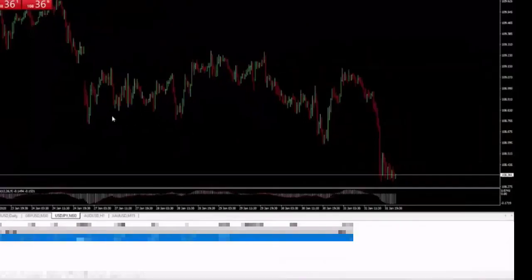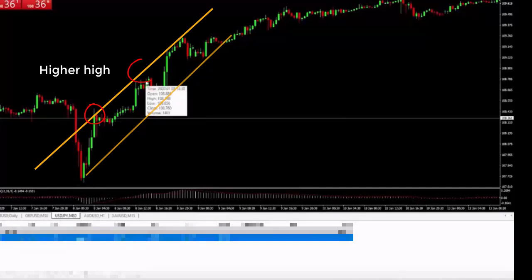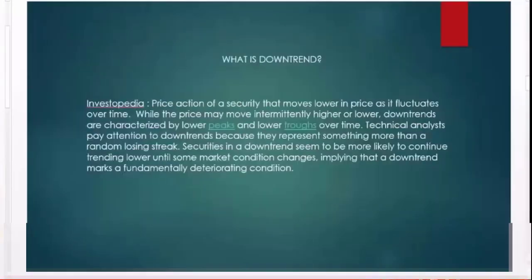How to identify if it's an uptrend? The low is higher than the previous low. This is the so-called higher low. The new high is higher than the previous high. This is the so-called higher high. This is an example of identifying an uptrend.